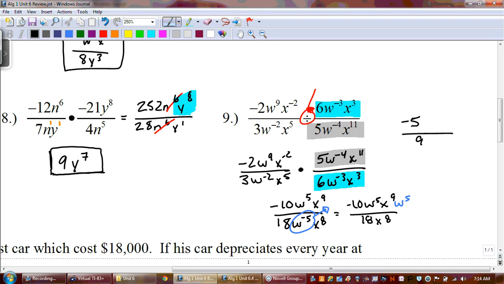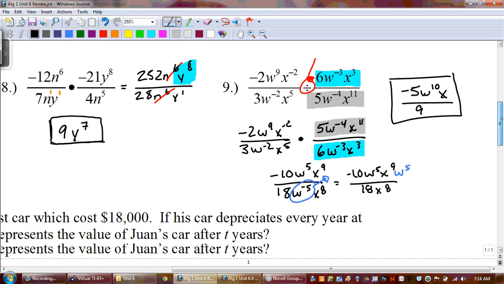Combine your w's, you have w to the 10th, and then who wins with the x's, the top or the bottom? The top wins, and the top wins by 1. And there's our final answer.